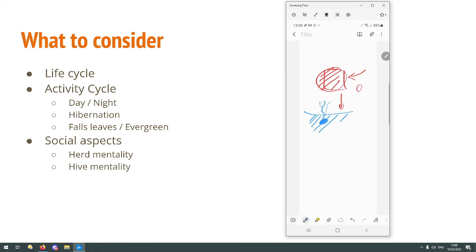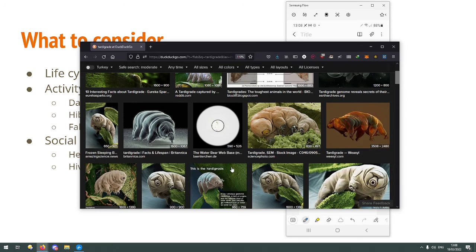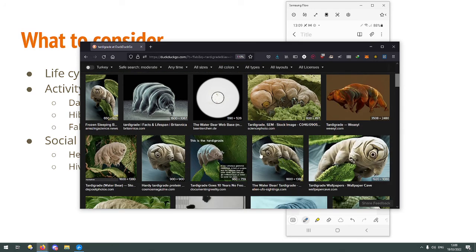And then there are things like tardigrades, for example. These are small, weird-looking things. Let me just show them, and you will probably know about them. These are small things that are extremely durable. They are very, very small, microscopic actually, and they can even survive in the vacuum of space. These little guys.